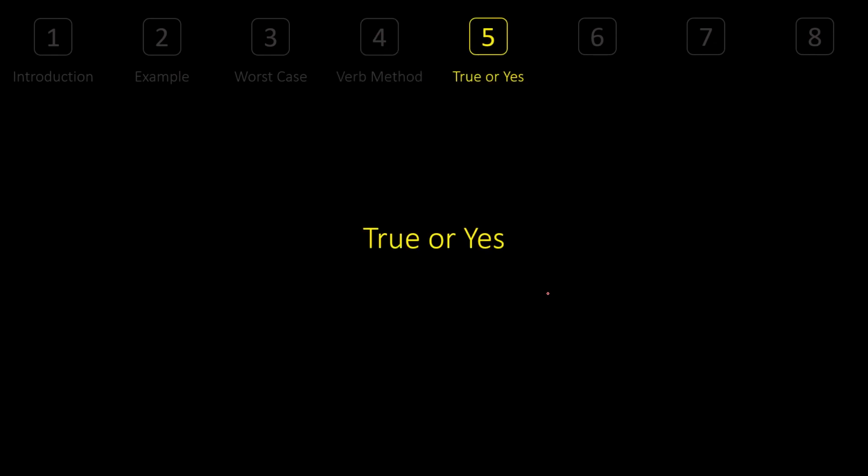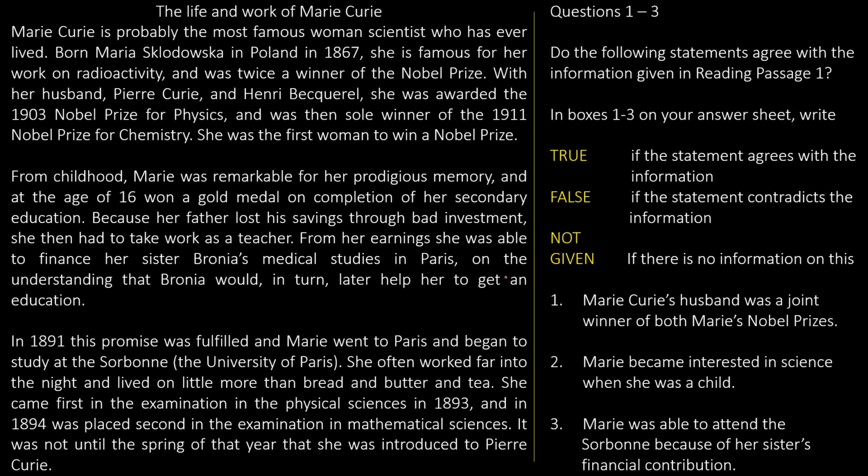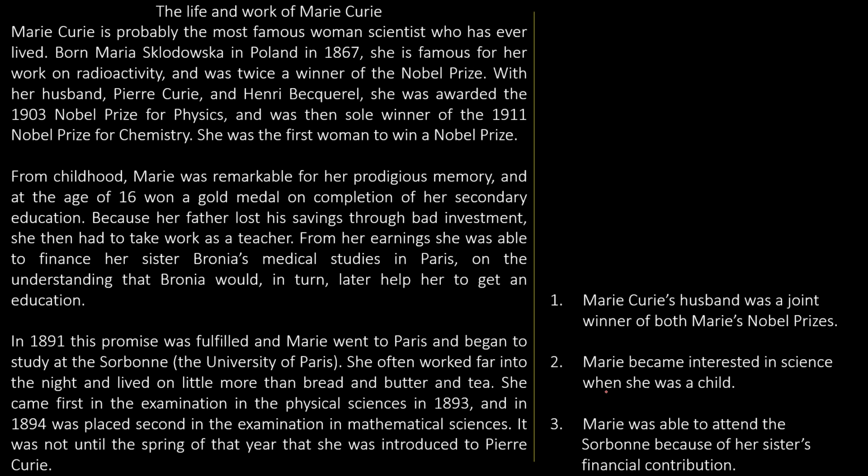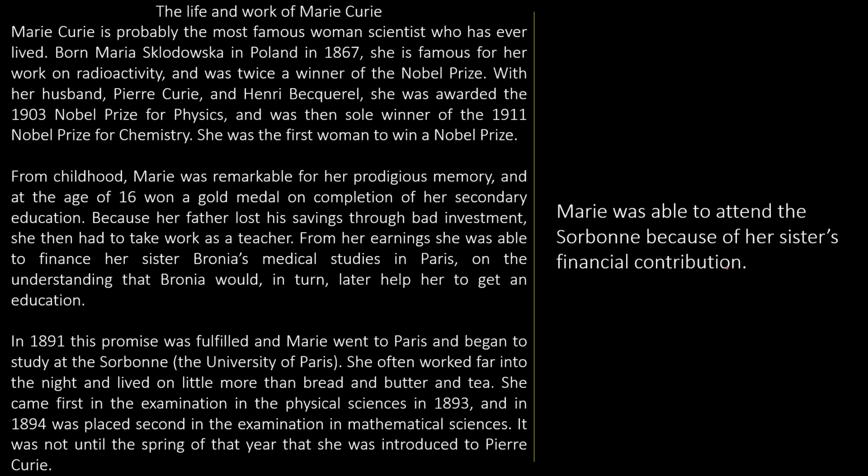Now, true or yes. What's the difference? I think you know what the difference is now. Fact-based and opinion-based. Yes, you're right. Let's see the difference between true and yes and how to find the answer. We have here true, right? Mentioned here: Marie Curie's husband was a joint winner of both Marie's Nobel Prize. I think we have seen this. It wasn't true. This one was true. We have seen that as well. So let's see the questions first. And we know this one was true.